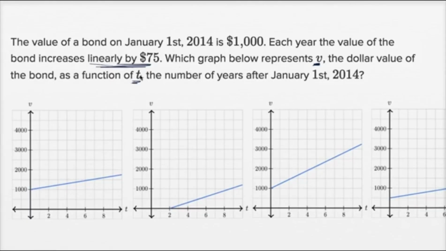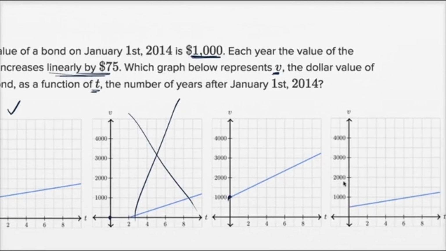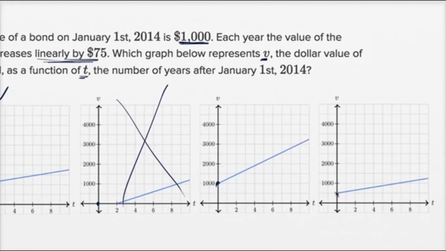What's the value of the bond when T equals 0? When T equals 0, that means that we are at January 1st, 2014. We are no years after January 1st, 2014. So when T equals 0, we should get the $1,000 value of our bond. So let's see, this choice has that. At T equals 0, our bond is worth $1,000. This one at T equals 0, I don't even see what the value of the bond is, so I would rule this one out. This one at T equals 0, the value of our bond is $1,000. This one at T equals 0, our value of the bond is $500. So I would rule this one out as well.